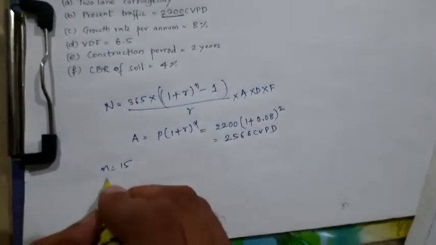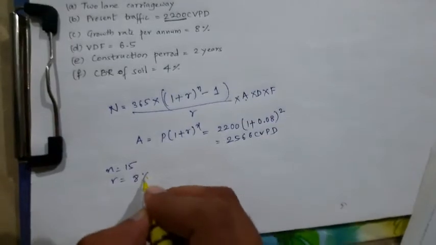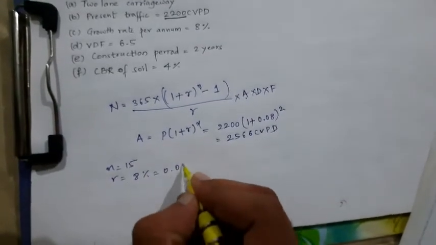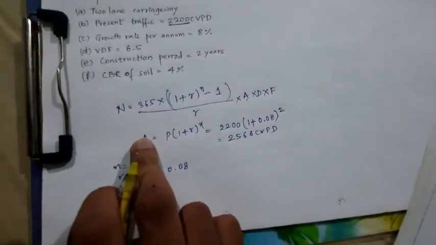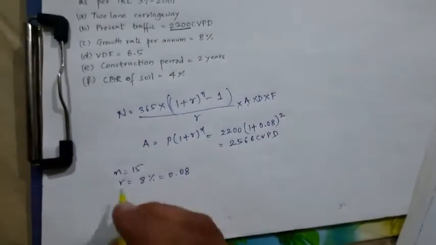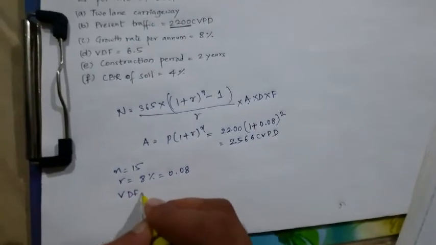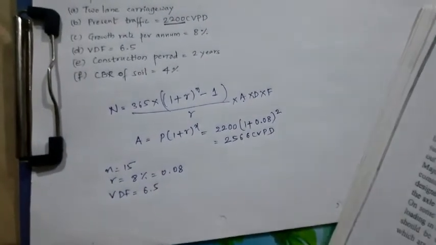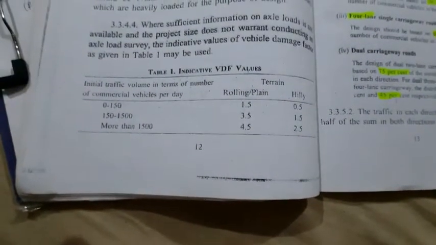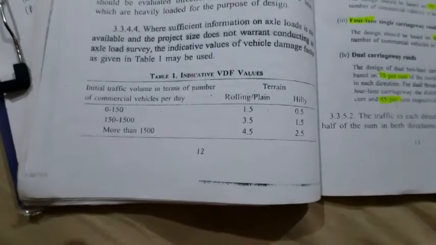Okay, they have given you the growth rate as 8%, that is nothing but 0.08. I got the A here. Then what is the distribution? They have given you the VDF, vehicle damage factor, 6.5. If not given, you have to go for the table here. According to that, you are going to choose the VDF on page number 12.